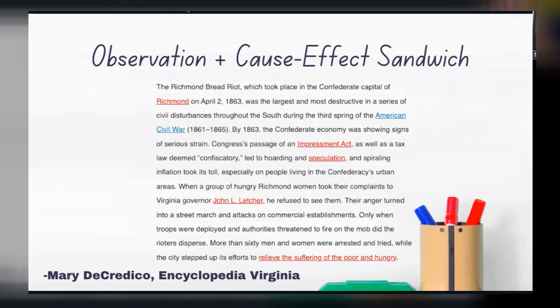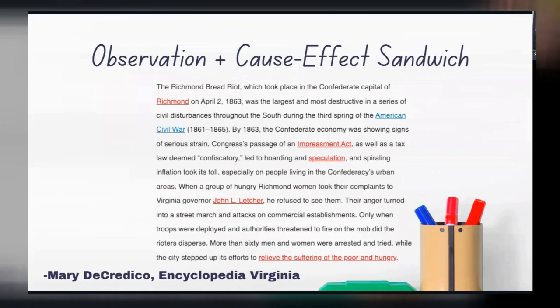Their anger turned into a street march and attacks on commercial establishments. Only when troops were deployed and authorities threatened to fire on the mob did the rioters disperse. More than 60 men and women were arrested and tried while the city stepped up its efforts to relieve the suffering of the poor and hungry.